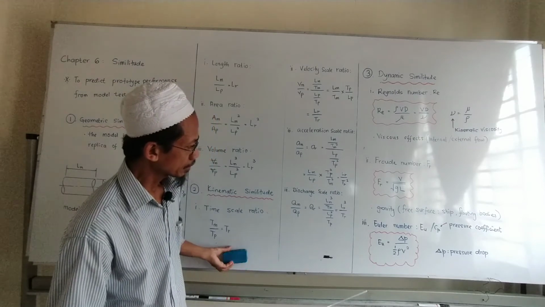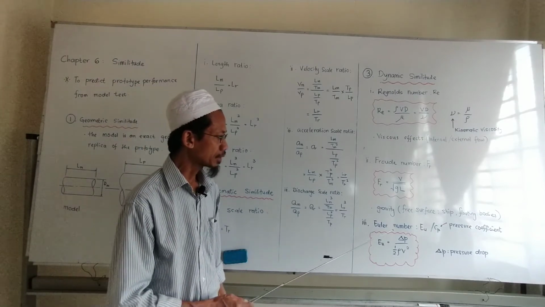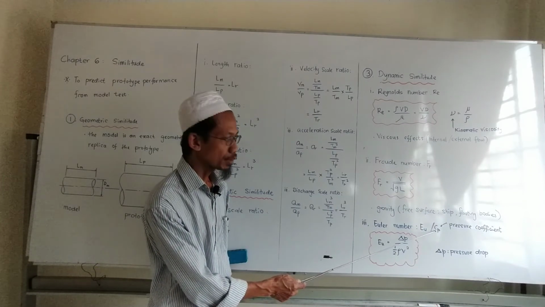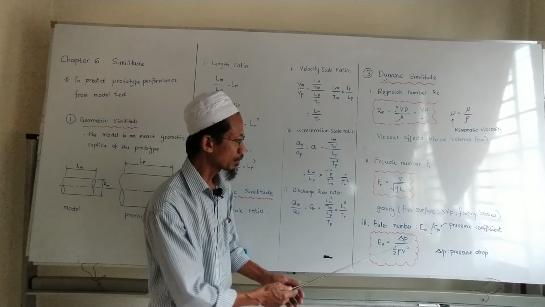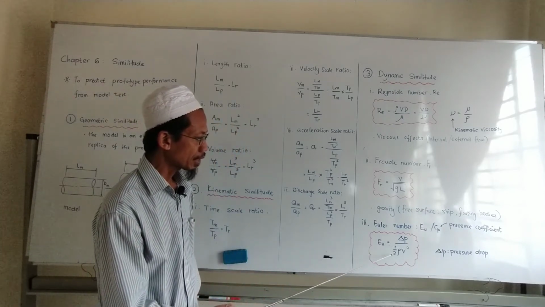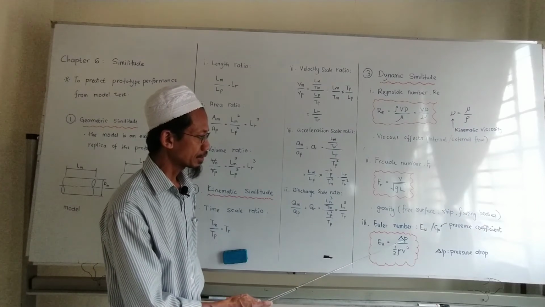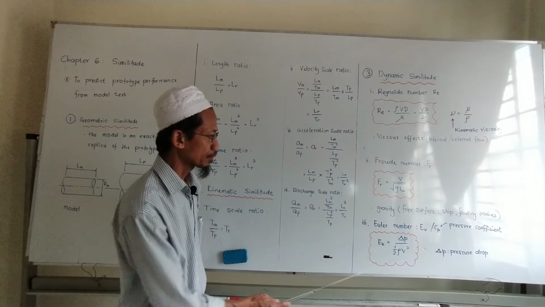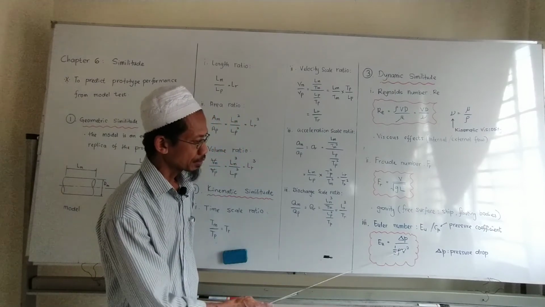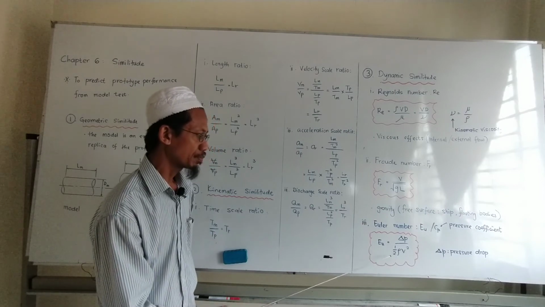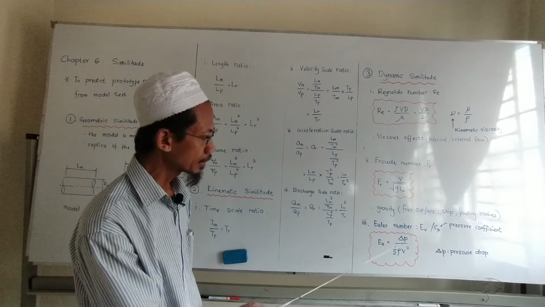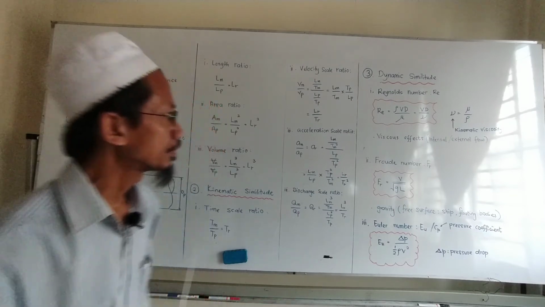Then the third, the Euler number, Eu, or we call it Cp, the pressure coefficient, same Eu or Cp. Euler number equals delta P over half rho V squared. Delta P is called the pressure drop, or pressure difference, over half rho V squared, which we call the dynamic pressure. We use the Euler number to determine the pressure drop. Okay, thank you.